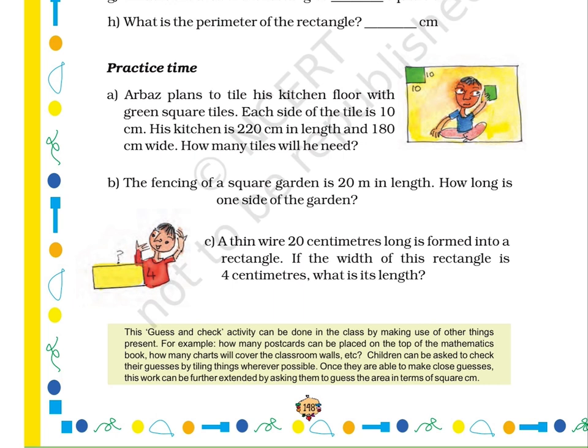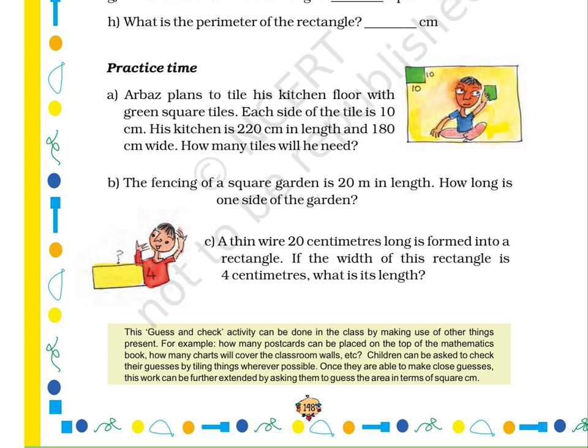B. The fencing of a square garden is 20 meters in length. How long is one side of the garden? C. A thin wire 20 centimeters long is formed into a rectangle. If the width of this rectangle is 4 centimeters, what is its length?